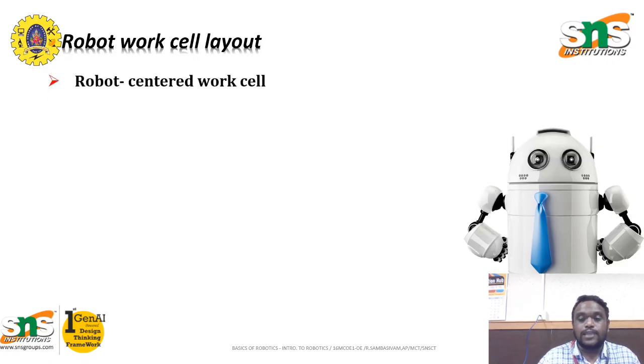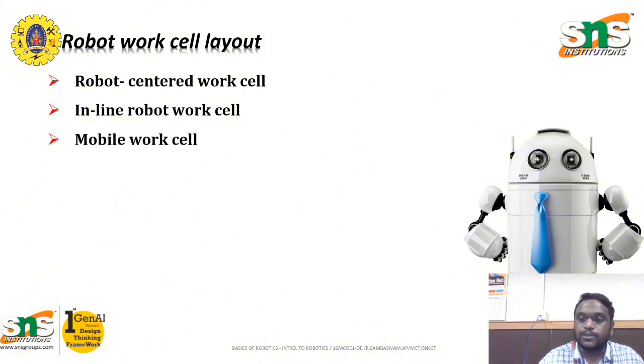It is categorized into three types. The first one is the robot centered workcell. The second one is the inline robot workcell, and the third one is the mobile workcell layout. As the name shows, in the robot centered workcell there is only one robot, which is fixed in the middle, with the workstations around that robot. But in the inline robot workcell, the robots work towards an inline process.